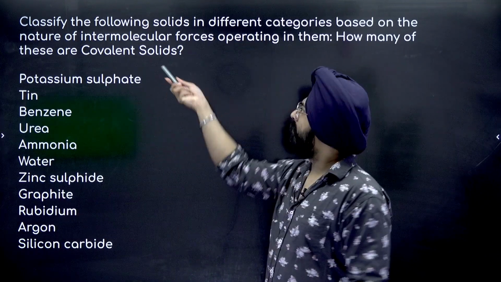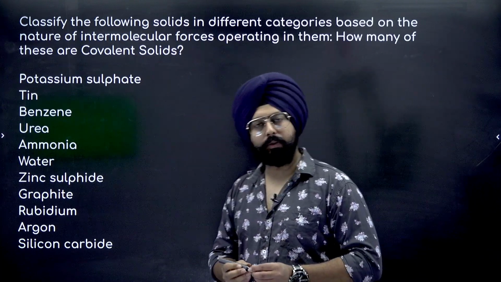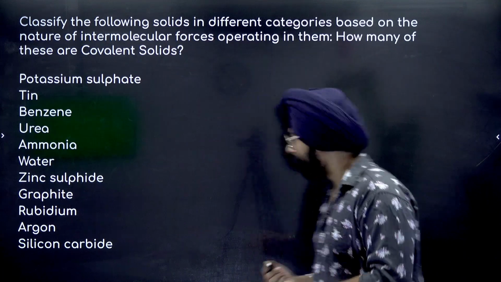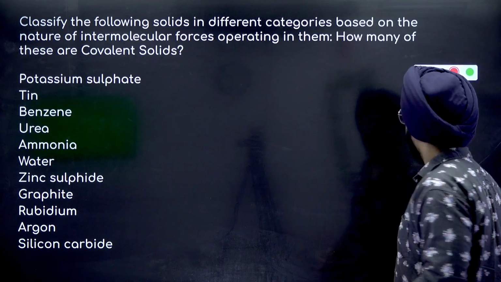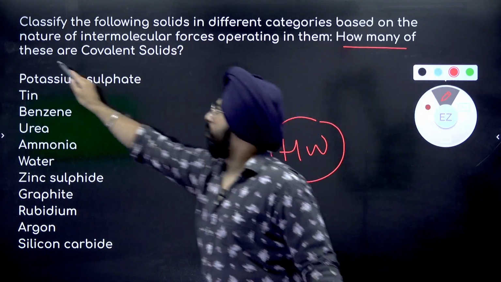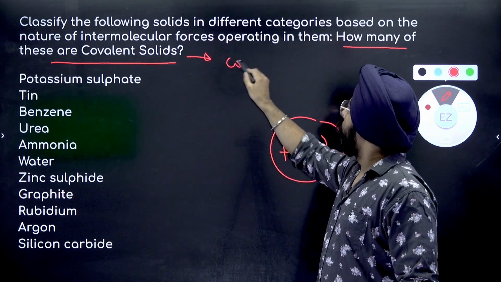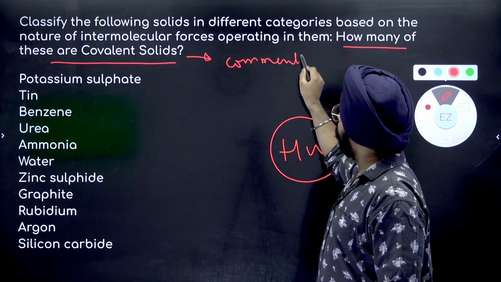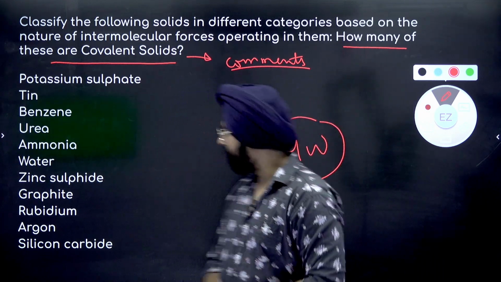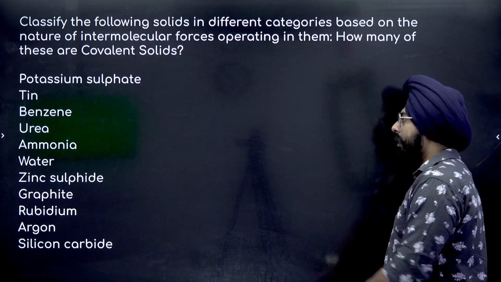How many covalent solids are there? 3, 4, 5, 6, whatever. So this is an important question for you to solve, and make sure you solve it on your own. This is your homework. How many of these are covalent solids? Answer this in the comment section, please. Leave a comment telling me the answer of this particular question. Fine. Badhiya hai. You can pause the video here, take a screenshot, write it down.